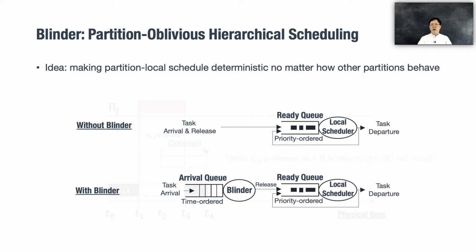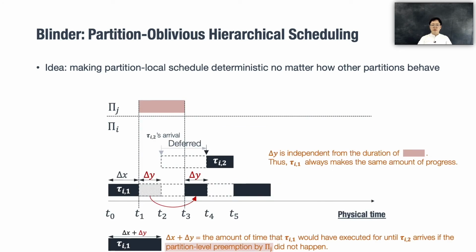So what does it mean by the right time for task release? If the preemption did not happen, task I1 would have additionally executed for delta y from time t1 until task I2 arrives. So the release of task I2 should be deferred to ensure that task I1 makes the same amount of progress no matter how long the preemption by partition J is.